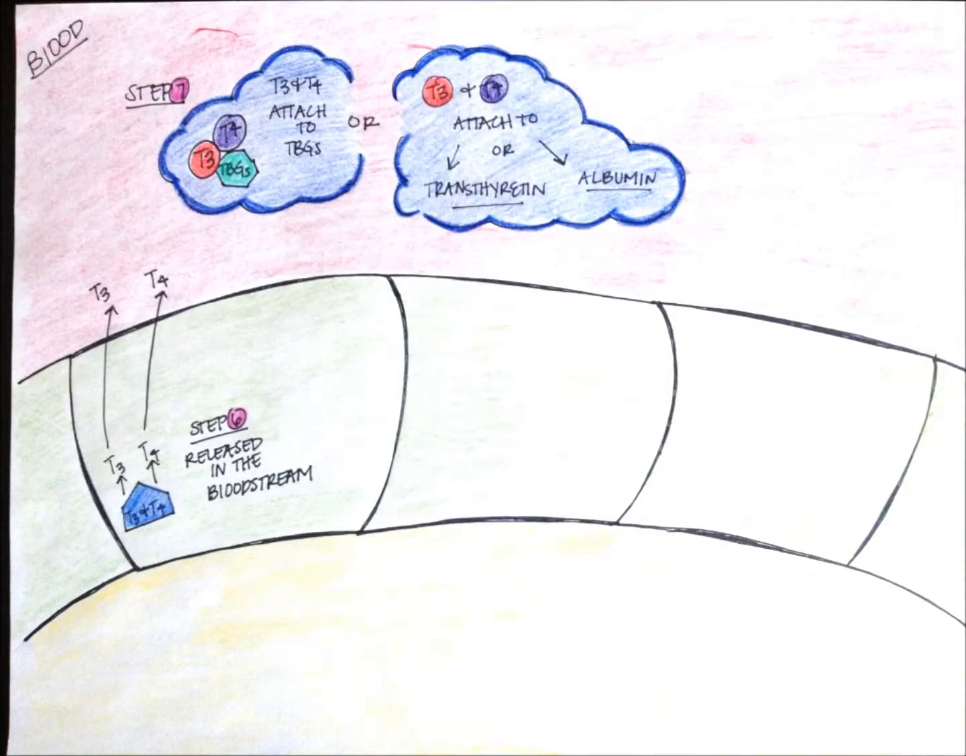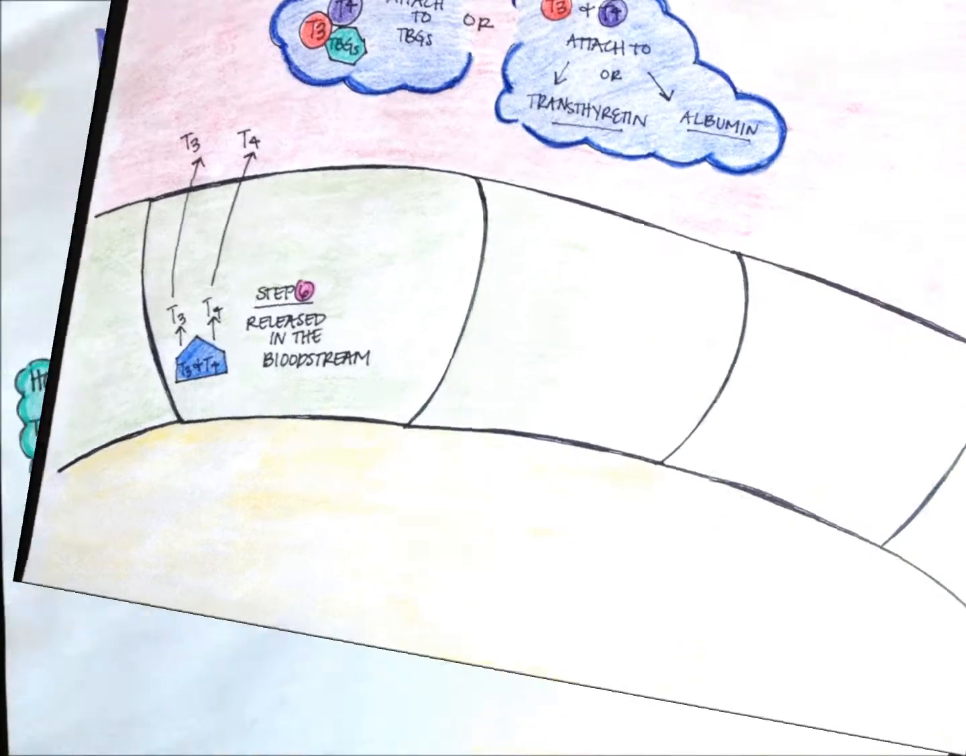In the sixth step, T3 and T4 are released and entered into the bloodstream. In the seventh step, once entered into the bloodstream, some of the T3 and T4 attach to a protein called thyroid-binding globulins. The rest attaches to transthyretin or to albumin.